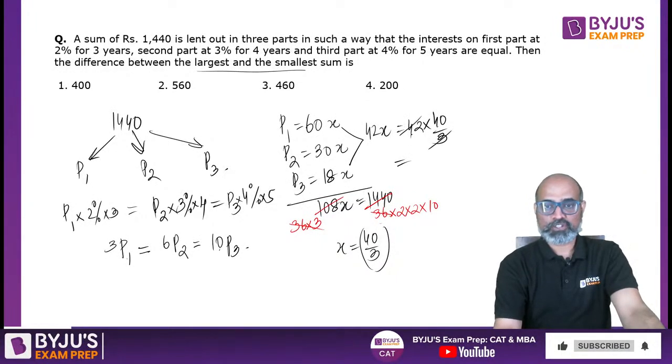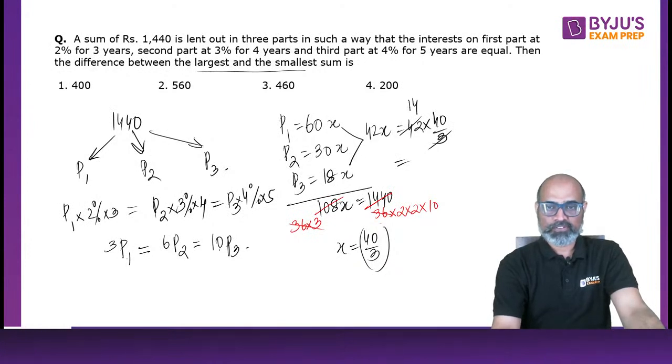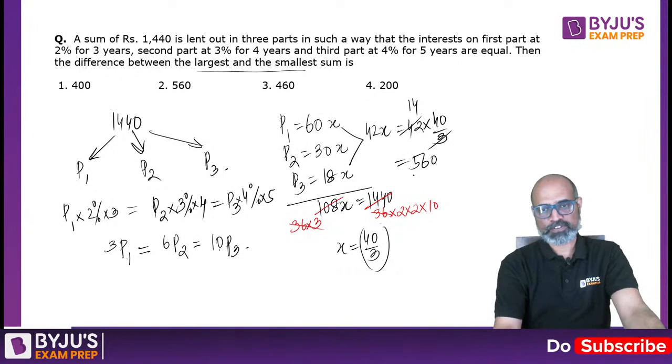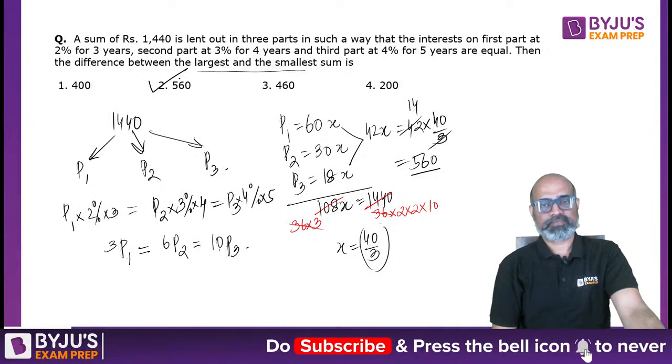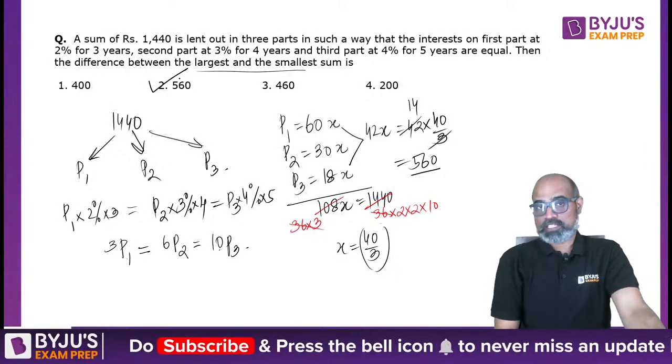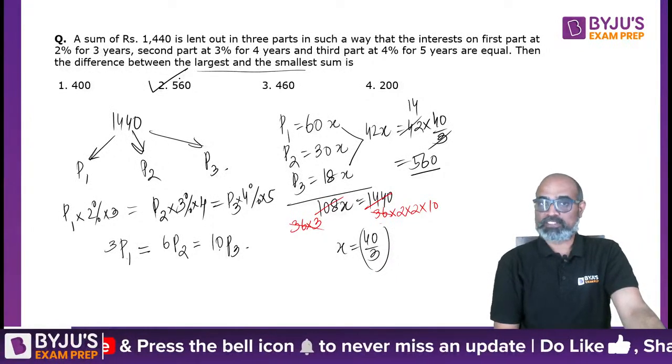So this is going to be 14. 14 into 40, 14 into 4 is 56, so 560. So 560 is our answer. Now, coincidentally, we have got the answer, it matched.